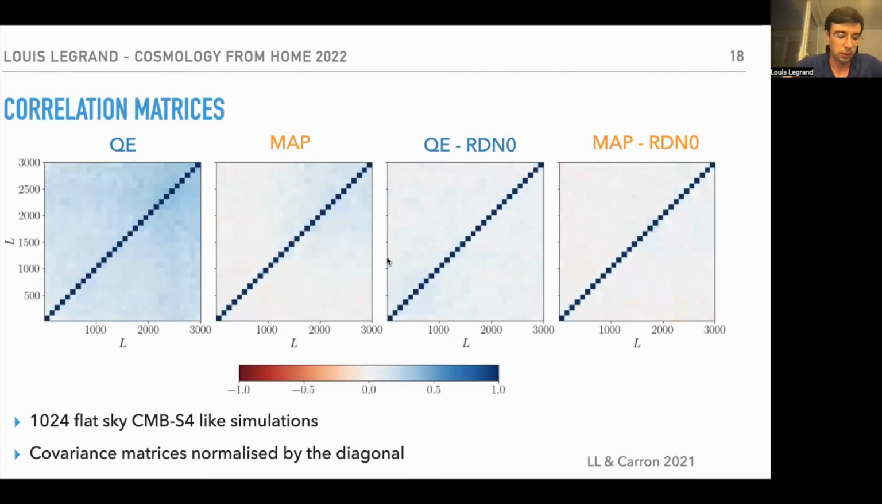And the RDN0 also allows to get a much more diagonal covariance matrix. So this is a correlation matrix, so the covariance matrix normalized by its diagonal for our CMB lensing estimates. So C L phi phi for the quadratic estimator here and for the iterative reconstruction here. And when you subtract the RDN0, you see that the quadratic estimator gets much more diagonal, so much less correlation between different scales. And for the iterative reconstruction, it's also the case, even if it's already not very correlated for a start.